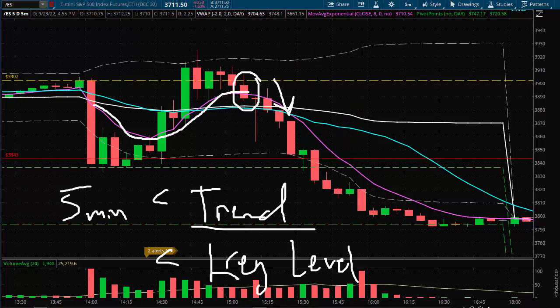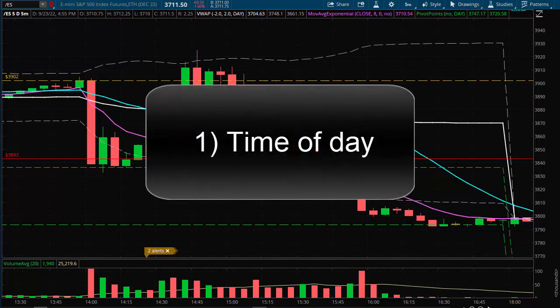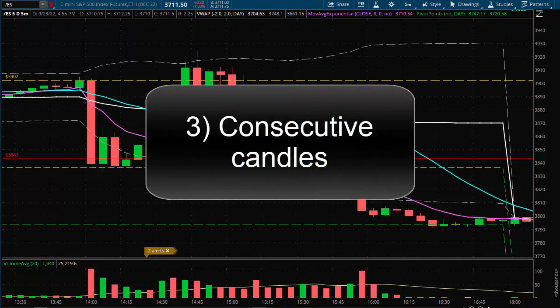So 3 things again. Number 1, times. Wait for 2, 2:30, 3:10-ish. Number 2, larger time frames, right? Using the 15 to generate trade ideas, or if you want to be super patient and catch the bigger move altogether, use the hourly, right? You'll have to wait and you might miss a move, but you're going to catch a big one if it sets up. And then the last one was just waiting for consecutive candles.